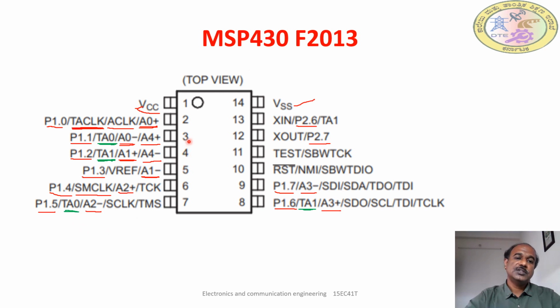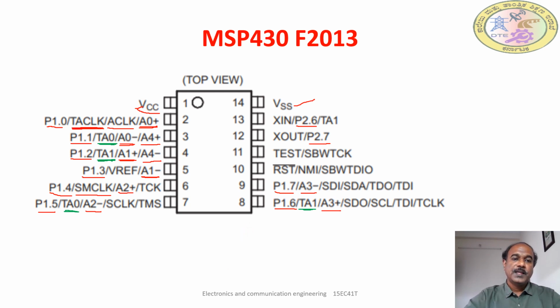Whereas if you select pin number 3 for TA0, then you can use this pin as either the input pin or the output pin. That means we can give the capture input on this pin or the compare output is made available on this pin. So these two pins TA0, TA1 on pin number 3 and 4 can act as either input pins or output pins, whereas the TA0 and TA1 which are available on pin number 7 and 8 can only act as output pins. So just remember that.